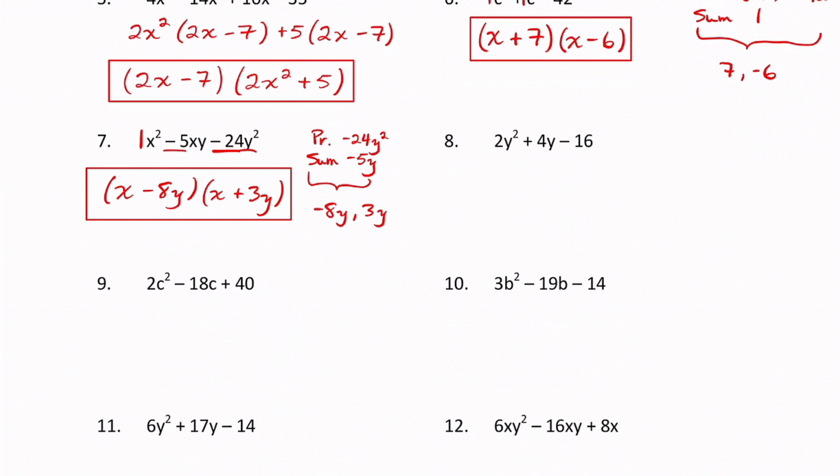On to number 8. Looking at this one, I can see that there's a factor that all of these have, so we want to pull that out first. So I can pull a factor of 2 out. Now with these three terms, I want to try to do my product and my sum. The product is 1 times negative 8, that last term, and the sum is the middle number, which is 2. So we want to find two numbers that multiply to negative 8 and sum up to 2. Those two numbers are 4 and negative 2.